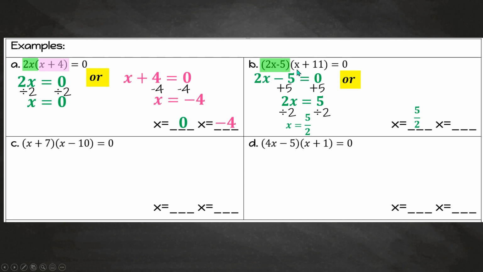Then we're going to take our second factor, x plus 11, and set that equal to 0. So subtract 11 from both sides, and x is equal to negative 11. These are the two possible solutions for x. What this means is if I took this 5 over 2 and plugged it into this equation, I would get 0. Similarly, if I plugged in negative 11 for my x values here, this would equal 0, meaning the whole equation would be equal to 0.